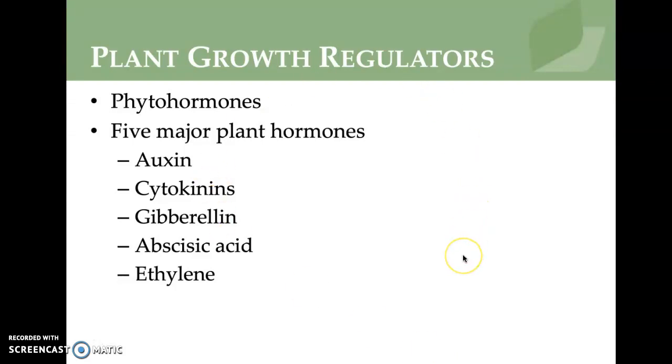So, plant growth regulators. Plants by nature have hormones. They have phytohormones, which are chemicals that are present in small amounts and regulate plant growth and other functions. These hormones all have their own purpose as to how they make plants grow, and the next slides are going to go through these.